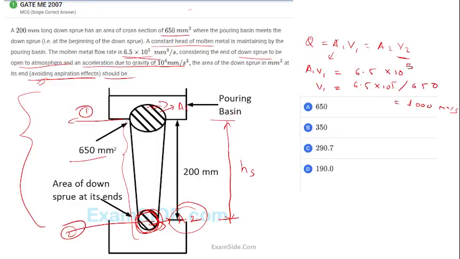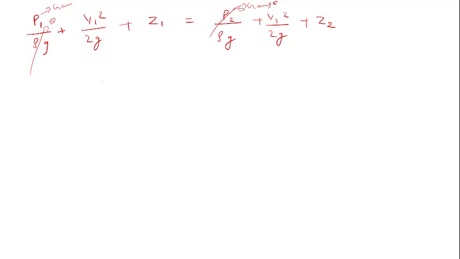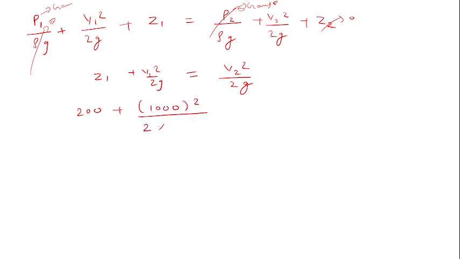Okay, now for Z1 and Z2, consider this height as your Z1, which is HS, and this as your bottom line, so your Z2 will be 0. So now you can write it as Z1 plus V1 square by 2g, this will also be 0, is equal to V2 square by 2g. Your Z1 is given as 200. V1 we have calculated, g they are giving as 10 to the power 4, then V2 we have to calculate, 2 into 10 to the power 4. Now solve this. Tell me what is V2 here?